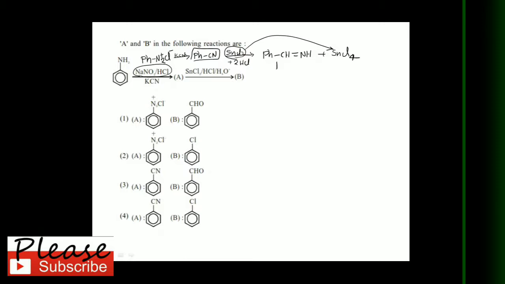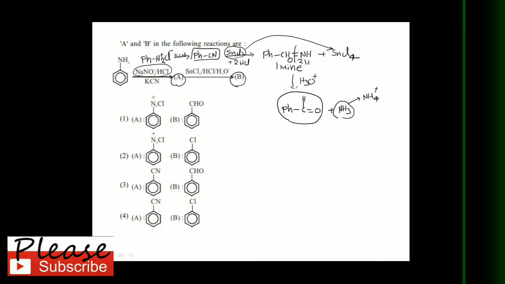So here imine is an intermediate product. Now this imine on hydrolysis gives an aldehyde. So cut this double bond, here two oxygen, on this side two hydrogen. As a result, PhCHO, the C=O double bond, plus ammonia. Of course this ammonia in acid medium is converted to NH4+ ammonium ion. So finally the product is benzaldehyde. So A is the diazonium chloride and B is the benzaldehyde.